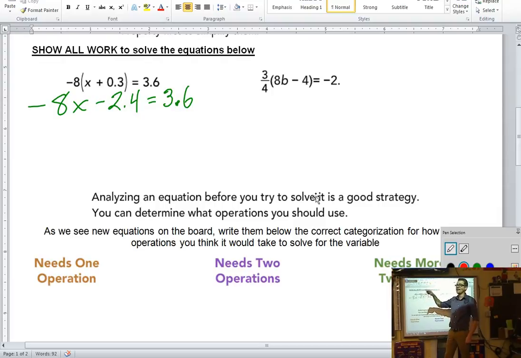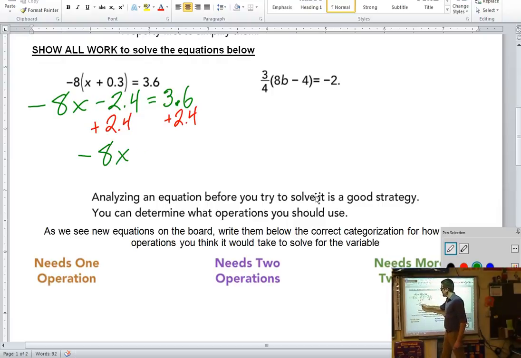So if I minus a negative, how do we undo subtraction? Yeah, we actually add 2.4 to both sides. This will give me negative 8x is equal to 6. Then, Casey, how do I get my x by itself?